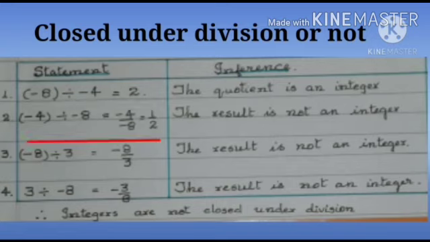Second, minus 4 divided by minus 8 is equal to minus 4 upon minus 8, that gives us half. The result is not an integer. Third, minus 8 divided by 3 is equal to minus 8 upon 3. The result is not an integer. Fourth, 3 divided by minus 8 is equal to minus 3 upon 8. The result is not an integer. Therefore, we conclude that integers are not closed under division.